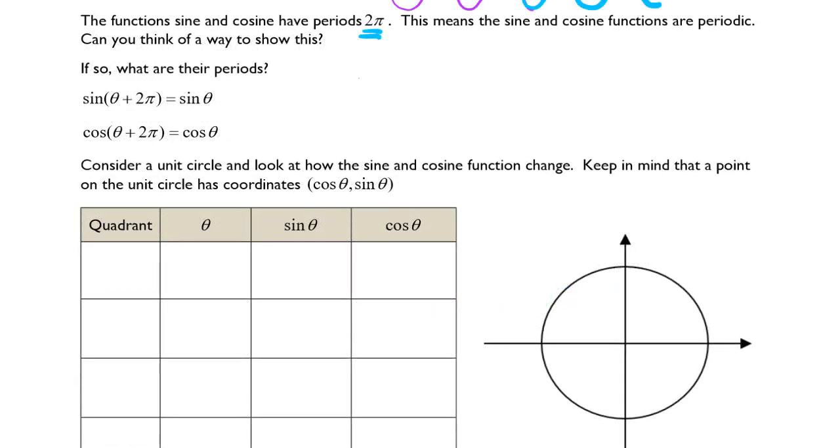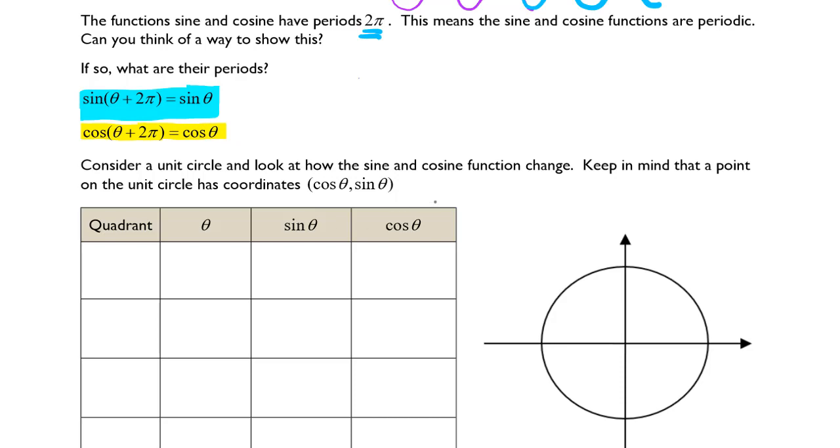If you look at the statement here, this shows this idea. For sine of theta plus 2 pi, if you were to shift over 2 pi, you would have the exact same thing again. And this is also true for cosine. Cosine of theta plus 2 pi is still equal to cosine theta.